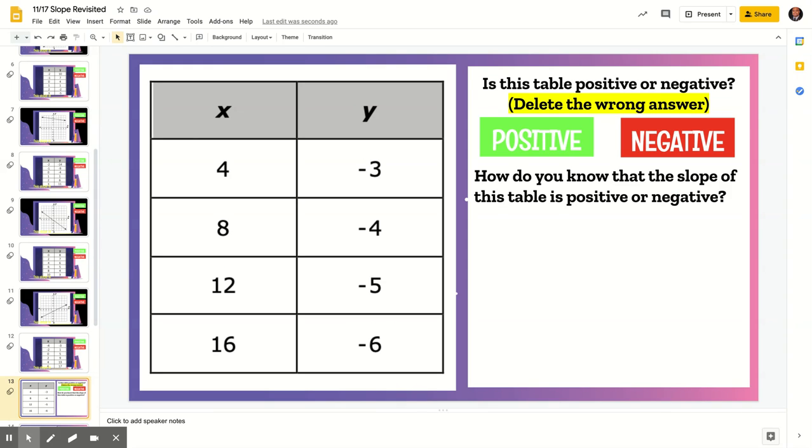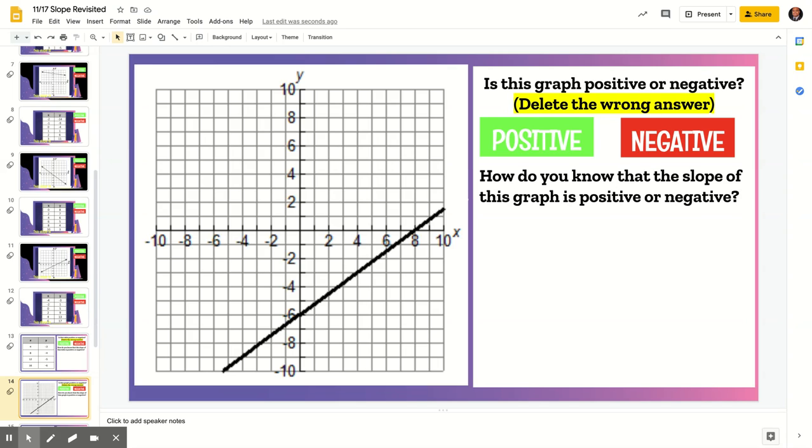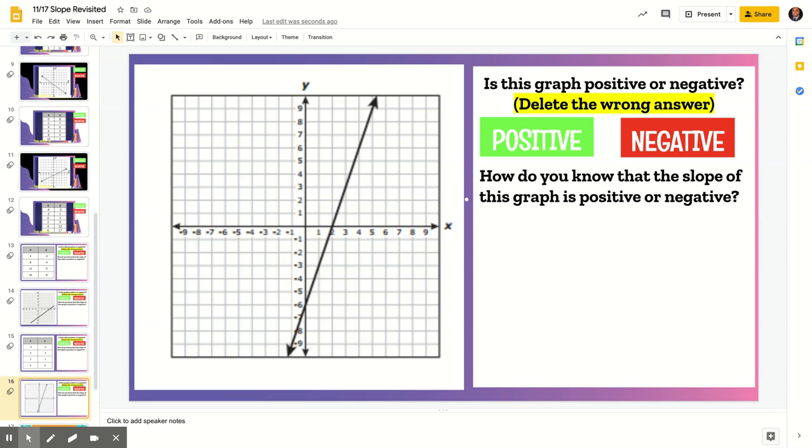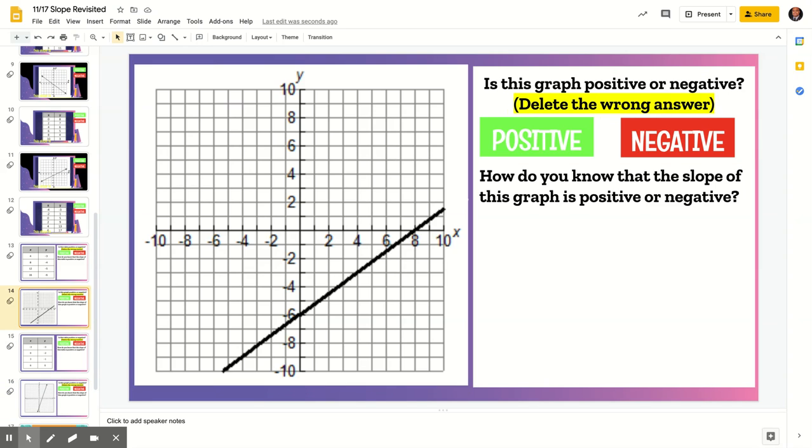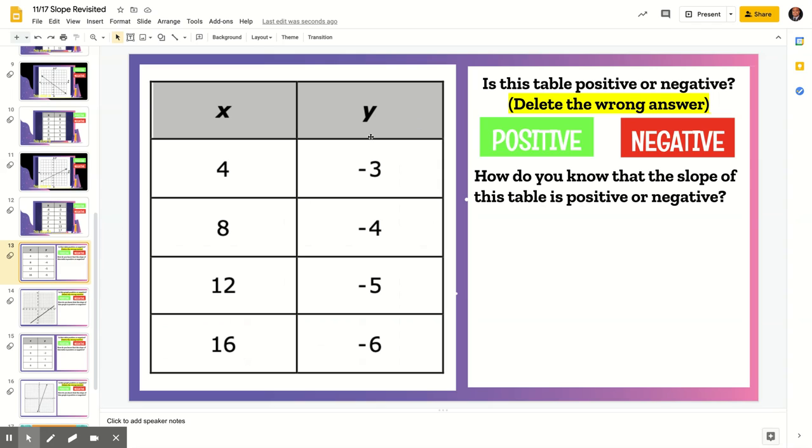Once you get done with 12, the last 4 slides, 13, 14, 15, and 16, all are going to ask for extension. What I mean by that is, I'm going to ask you once again if the slope is positive or negative, but then the question is, how do you know that that slope is positive or negative? So here's where you're going to need to type in your reasoning.